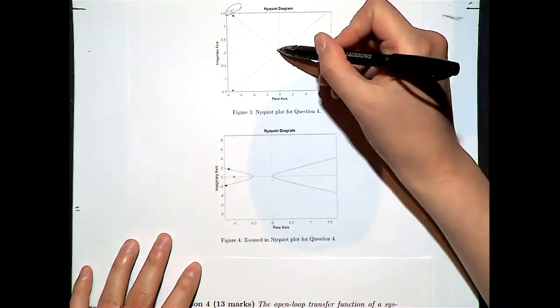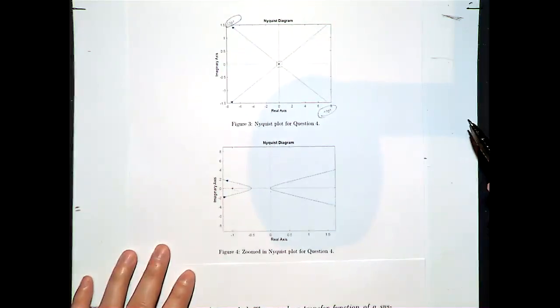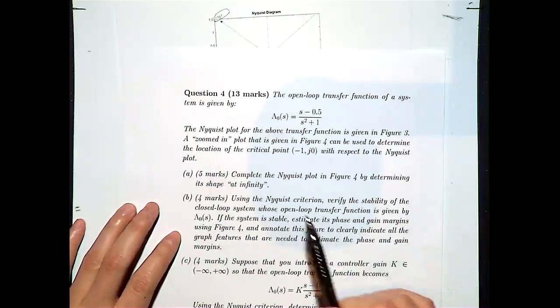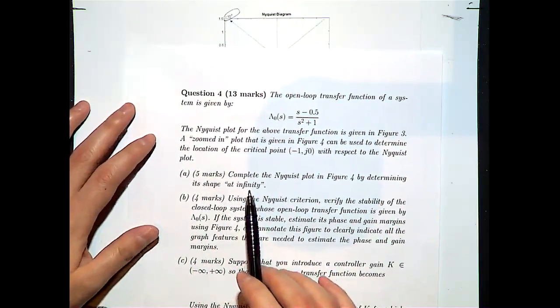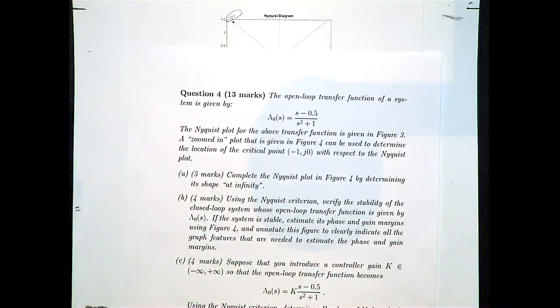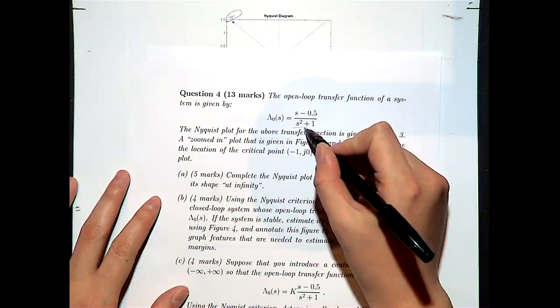which is like this. So this is really just this bit, right? And the first question is saying, now you need to complete your Nyquist plot by determining the shape at infinity. You have infinity because you have poles on your imaginary axis, right?